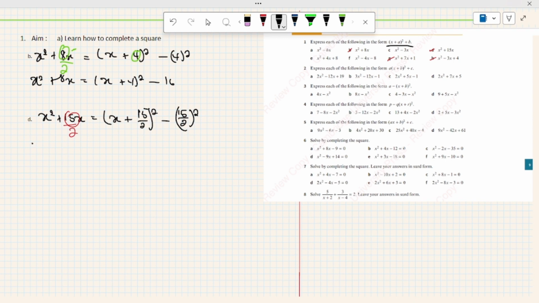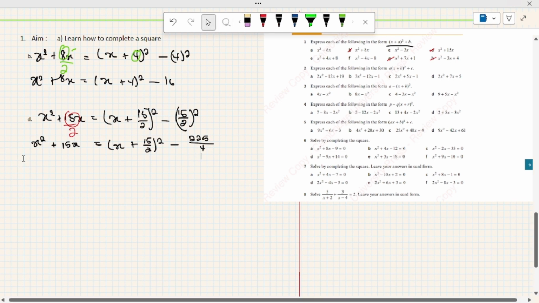So let's get on to it, guys. x squared plus 15x is equal to x plus 15 over 2 squared minus, what's 15 squared? 15 squared is 225 over, what's 2 squared? 2 squared is 4. Right, so basically we've completed the question, ladies and gentlemen. There's nothing difficult to this.